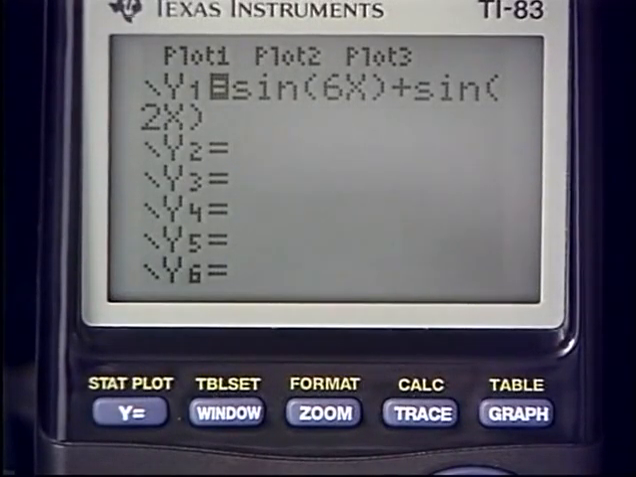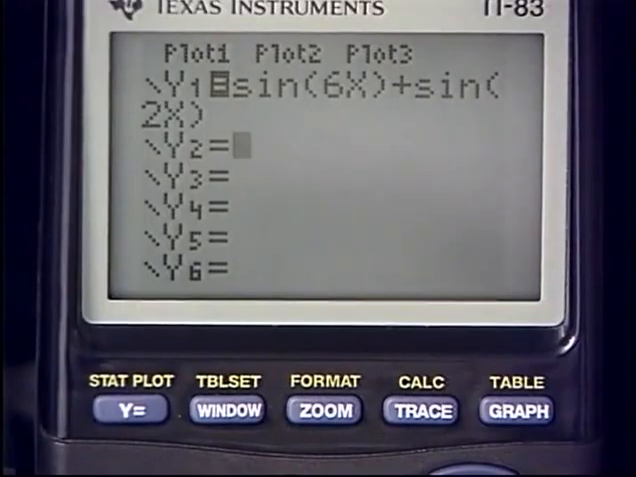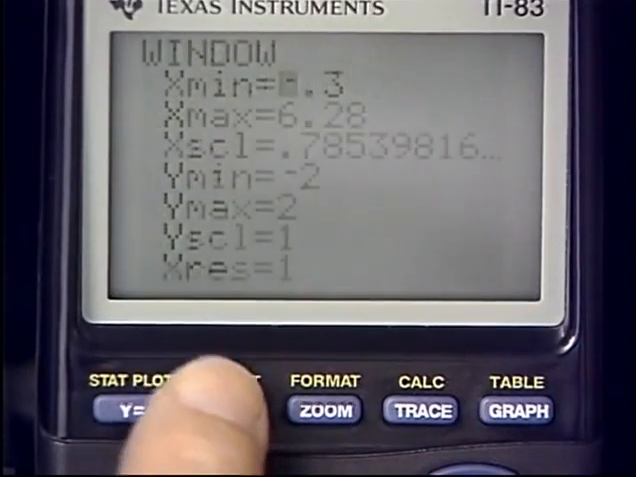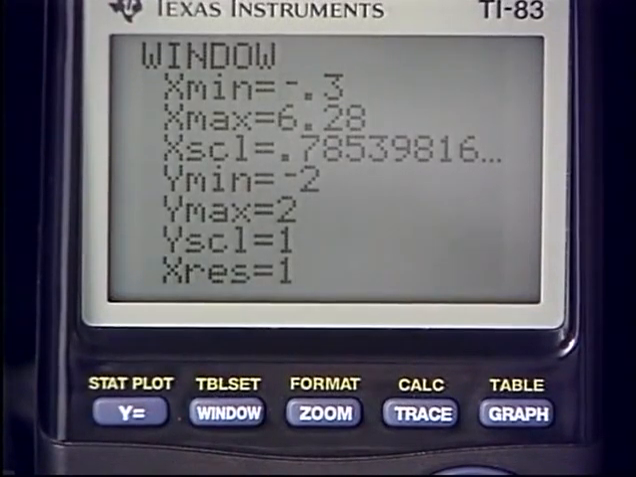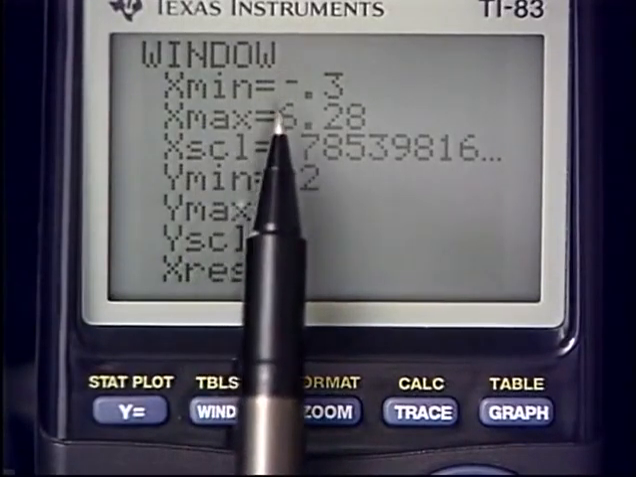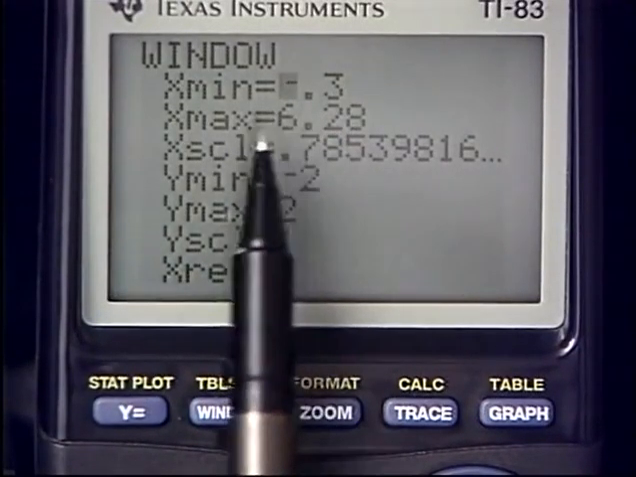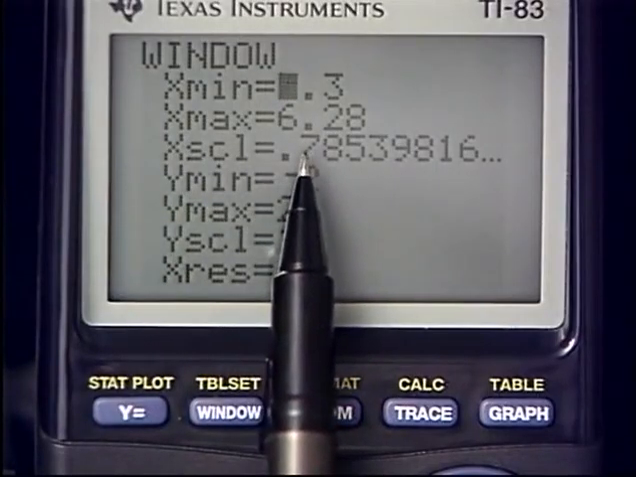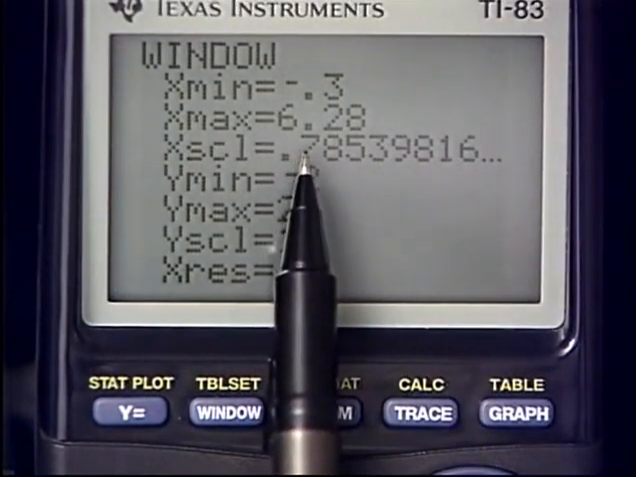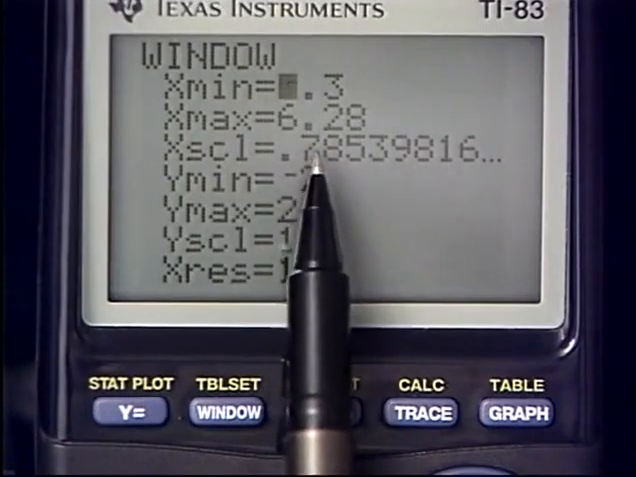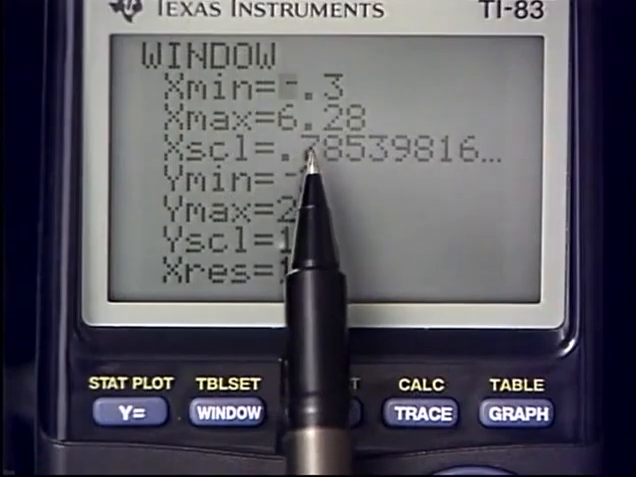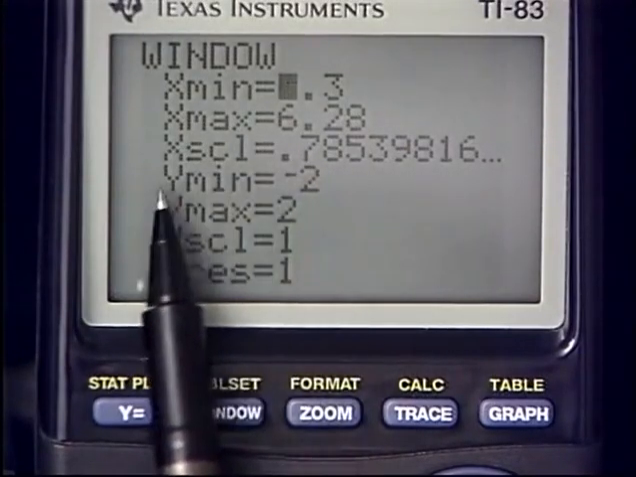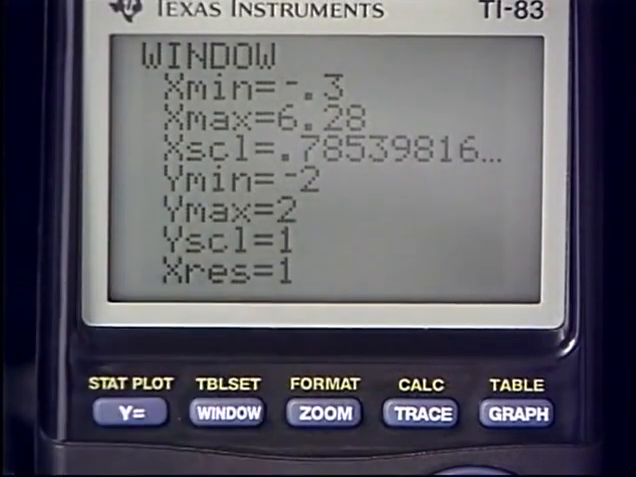The equation is in place, sine 6x plus sine 2x, and here are the window settings in case you're doing this along with me. The x minimum is set at negative 0.3 so that we can see the distinct x-intercept at 0. X max is 6.28, this is 2 pi. The x scale has been set at this decimal. Now I entered this as pi over 4, because we'd like to see increments of pi over 4 along the x-axis because that's where we're expecting the intercepts to fall. The y minimum is negative 2, y max of 2.